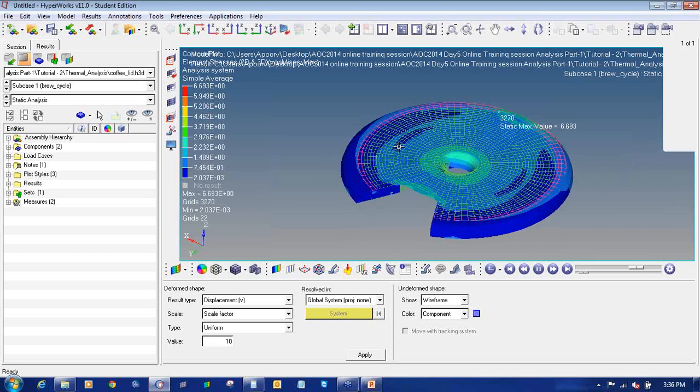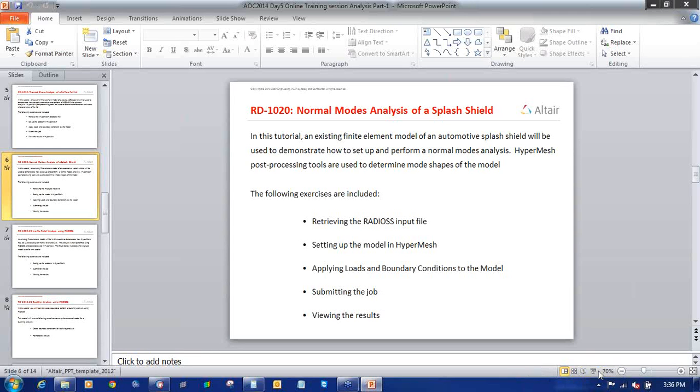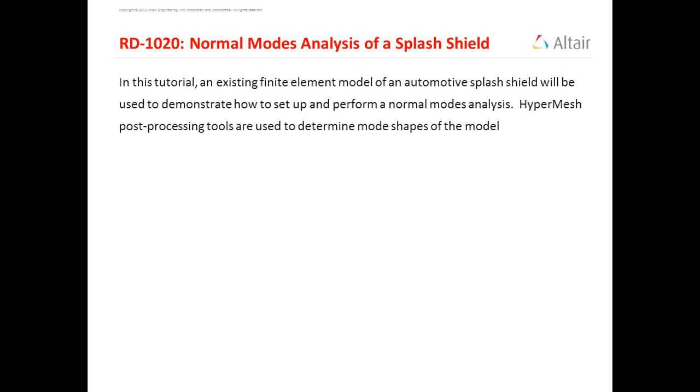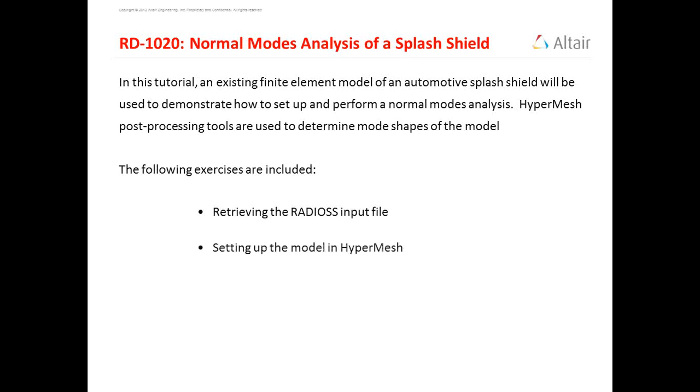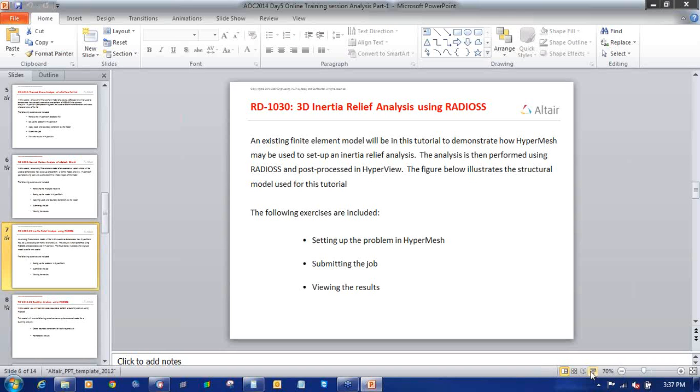Now we will move towards the next tutorial, that is normal modes analysis of splash shield. In this tutorial, an existing finite element model of an automotive splash shield will be used to demonstrate how to set up and perform a normal mode analysis. HyperMesh post-processing tools are used to determine the mode shapes of the model. The following exercise includes retrieving the Radioss input file, setting up the model in HyperMesh, applying loads and boundary conditions to the model, submitting the job and viewing the results.